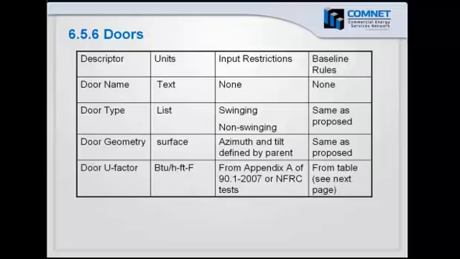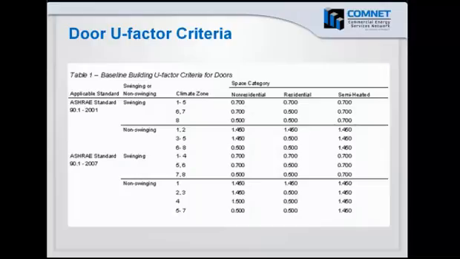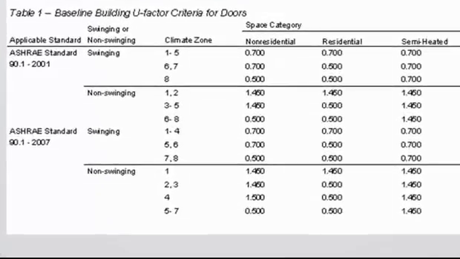The door U factor, there are default values that are used by default for the input restrictions for the proposed building from Appendix A of Standard 90.1 2007 or by NFRC tests. The criteria for the swinging and non-swinging doors are shown here. So we have criteria for the non-residential as well as residential and semi-heated spaces. Criteria are also shown here for ASHRAE Standard 90.1 2007, which is used for green building ratings.